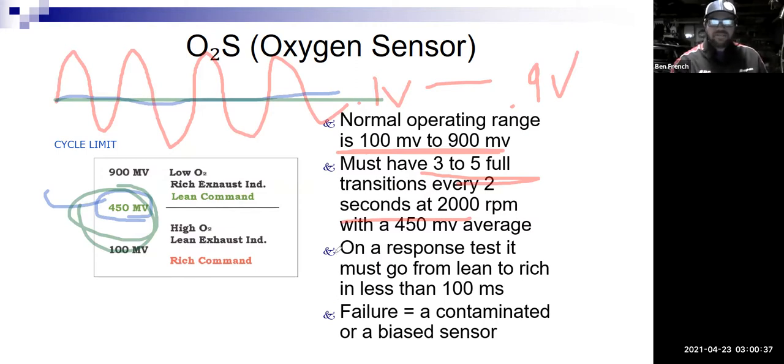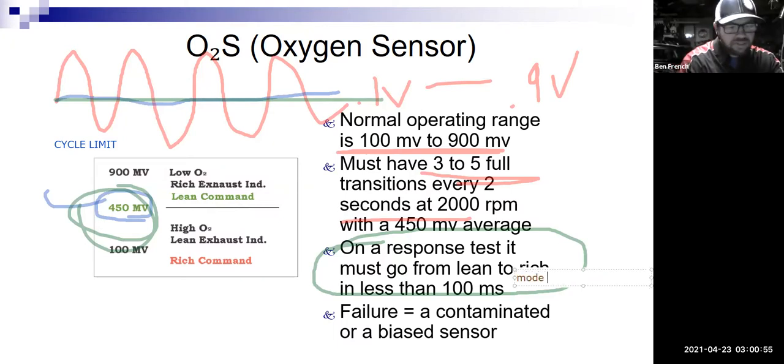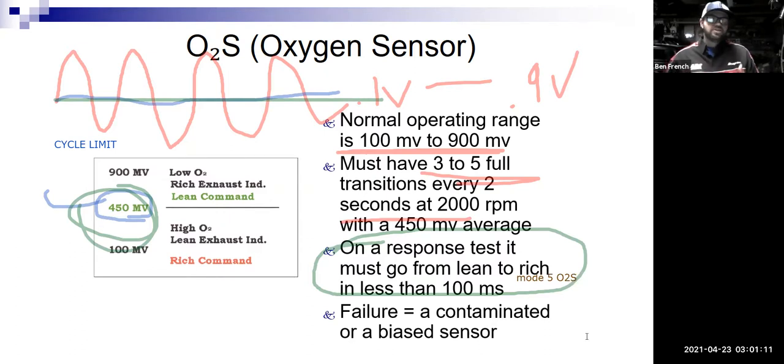I have here on a response test, it's supposed to be able to go from lean to rich in less than 100 milliseconds. Last week we talked about Mode 5. I'm going to put that up on the screen here. Mode 5 was about the O2 sensors. One of the tests it would do is the response test, and it was looking for it to do that transition in less than 100 milliseconds. If it doesn't do that, it will set codes for a lazy oxygen sensor.